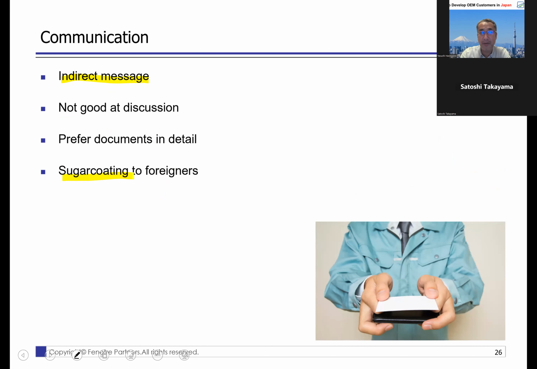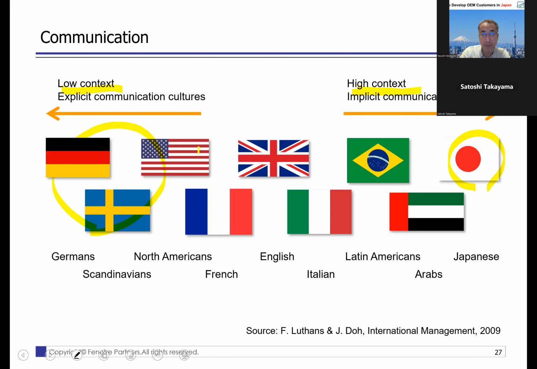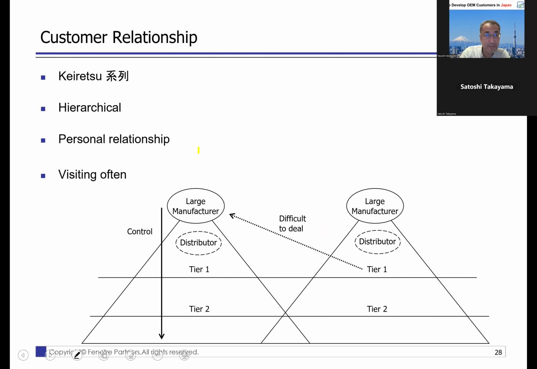They are too polite and too kind. So usually they have different things in their mind. And they don't like to have a discussion in detail, especially in English. They prefer documents in detail. Email exchanges are usually preferred. So it seems not efficient for Germans or Americans, I think.